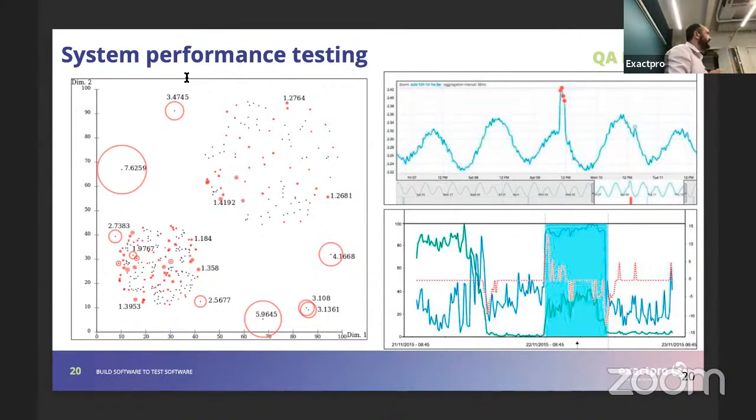You cannot analyze this, so you need some numerical values to at least decide that this is more suspicious, this is less. So again, there are some techniques for how to measure this.